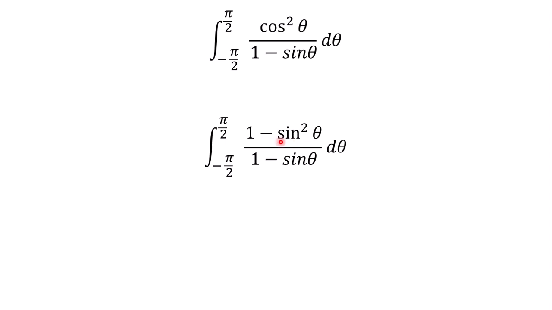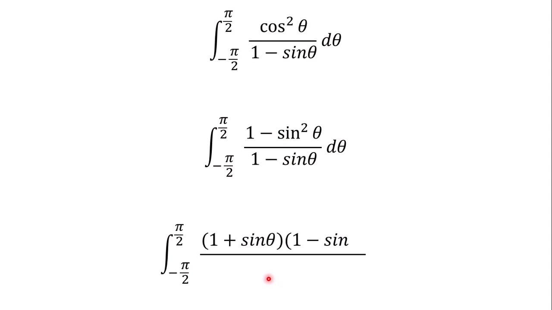Okay, so the moment it becomes like that, we can apply difference of two squares and factorize. When you factorize 1 squared minus sine theta squared, you're going to get 1 plus sine theta multiplied by 1 minus sine theta. When you expand these two brackets, you're going to get this one back at the end of the day. So when you factorize this, you get 1 plus sine theta and then 1 minus sine theta.